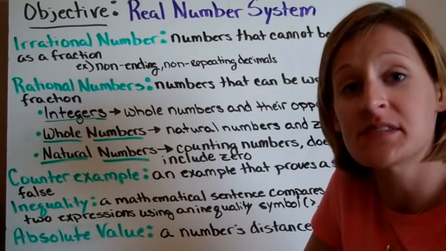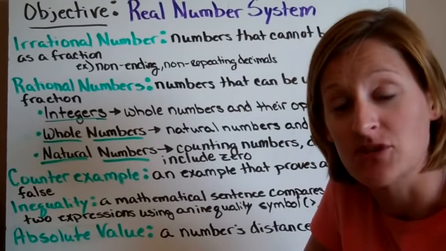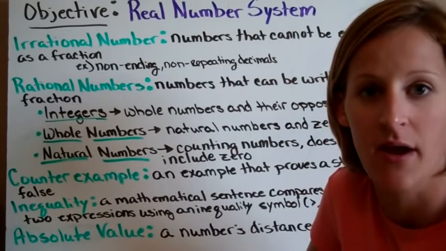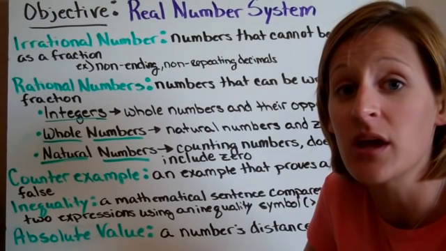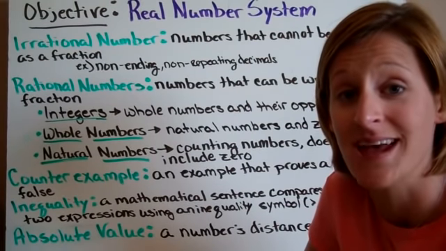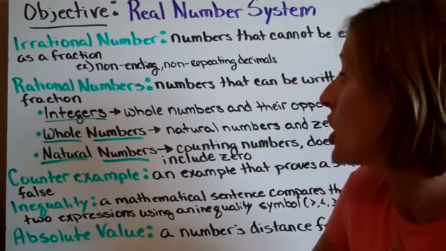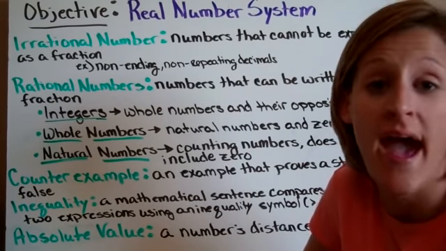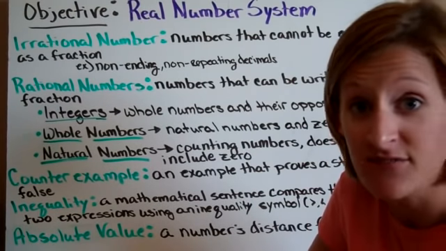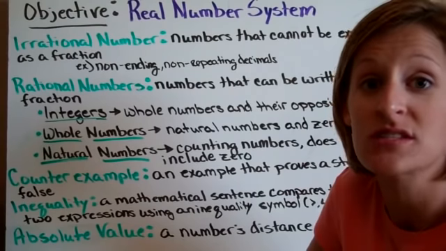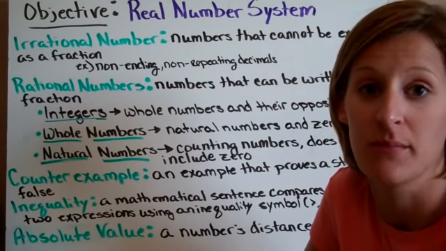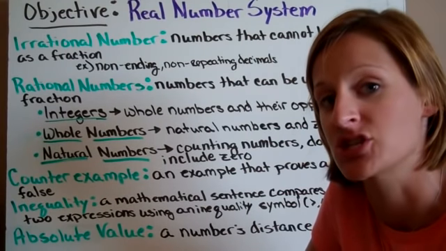Now, on the opposite side, you have rational numbers, and these are totally opposite of an irrational number. A rational number is a number that can be expressed as a fraction. So, we have numbers like 1/2, 1/5, 5, 6, 0, stuff like that. Those are all rational numbers. They can all be expressed as a fraction.